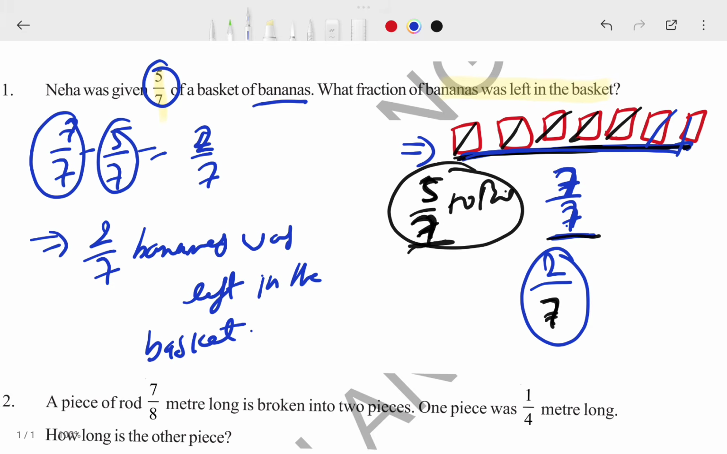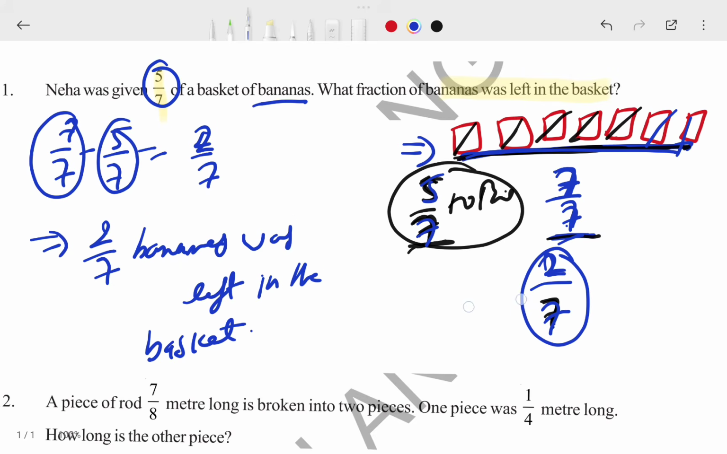Like that, you have 7 boxes, so the total boxes is 7. In that, your friend asked you for 5 boxes, and you gave 5 boxes. Out of 7 boxes, you gave 5 boxes to your friend. Your mommy asked how many boxes you have, so you tell that we have 7 boxes, and in that we have only 2 boxes left, so 2 by 7. The answer is 2 by 7.